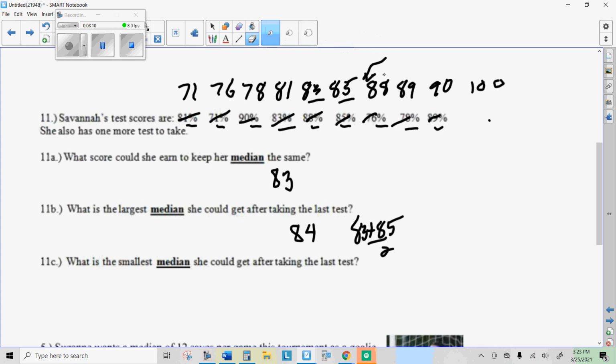All right. The last question, what is the smallest median she could get after taking the last test? So let's say she just really bombs. She gets 0 right. Let's put a 0 here. Let's erase this 100. Now the 2 middle numbers are 81 and 83, and the lowest her median can go is 82. Imagine if we calculated her mean, though, by adding that 0 and then dividing by 1 more number. It would change quite a bit. But the median can't move much because it's the one in the middle, and it's still pretty close to the middle.